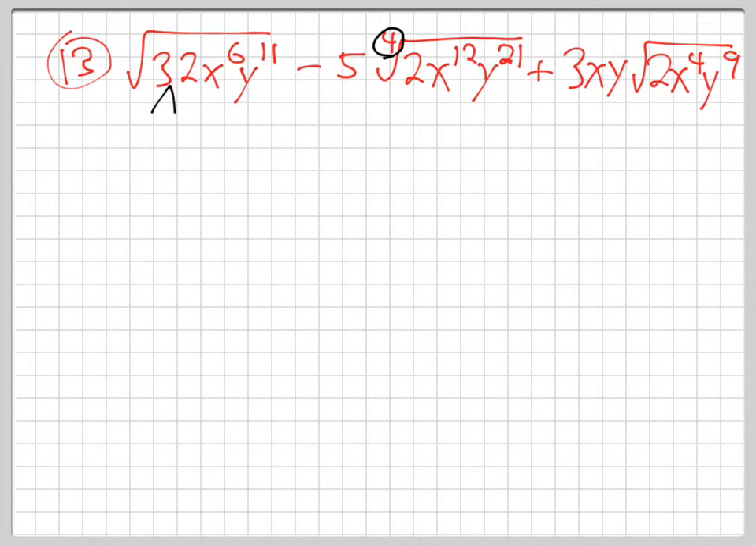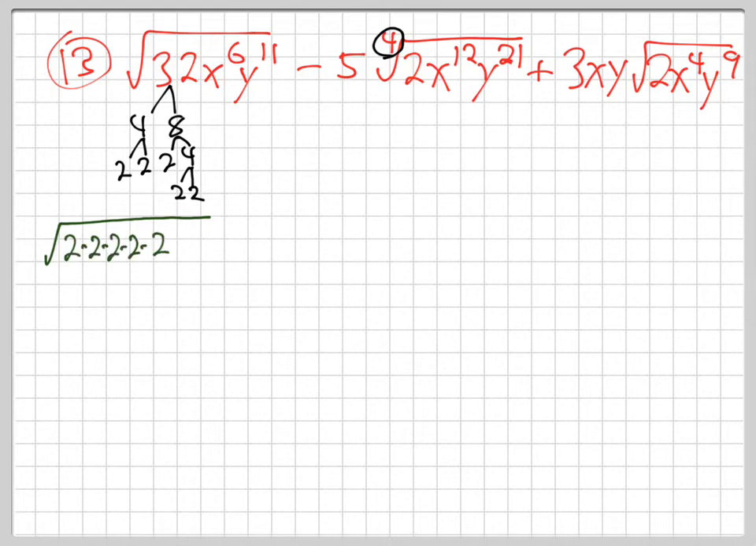Let's break down the 32. Just use your calculator. I'm going to save some time because we don't have much time left. 2 times 2, if you break down the 8, 2 times 4, another 2 times 2. So 5 2s there. So basically, don't panic, just follow your formula. Yeah, the normal steps will work. 5 2s, x to the 6th, y to the 11th.